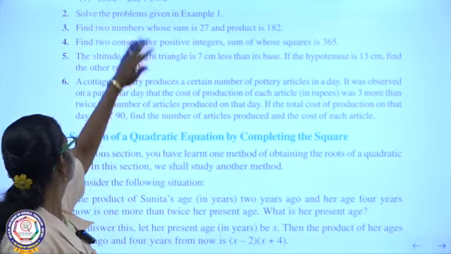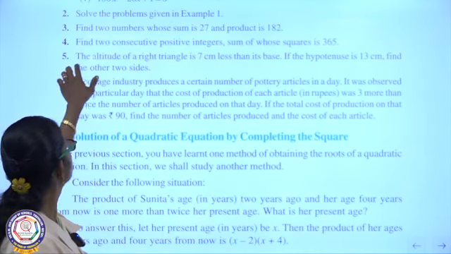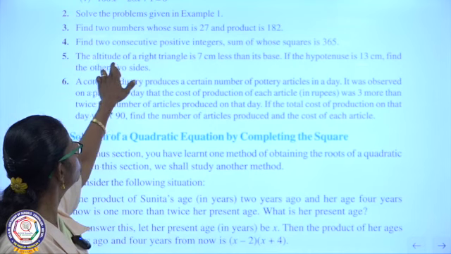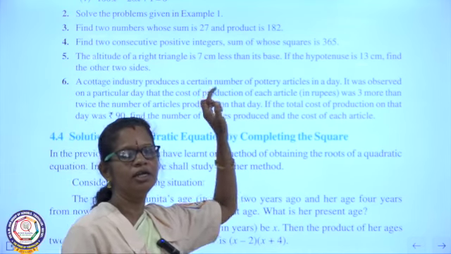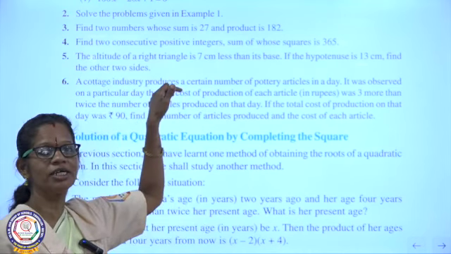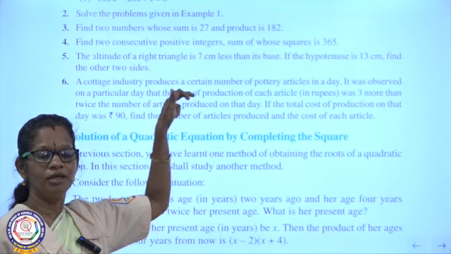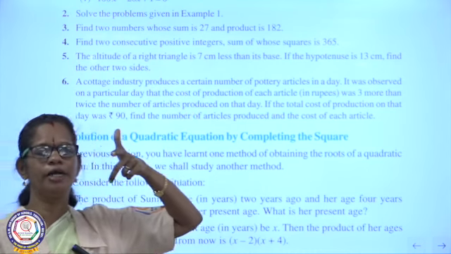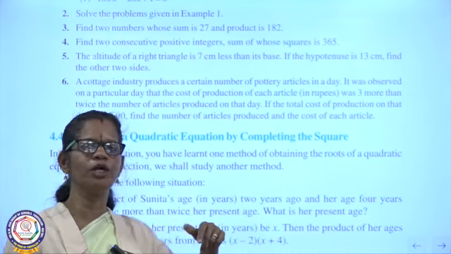Up to question number 4 we completed, right? Now question number 5. The altitude of a right triangle. Here we are going to discuss plane figure. In that plane figure we are going to get a quadratic equation.